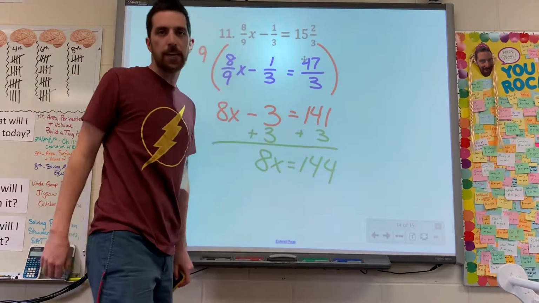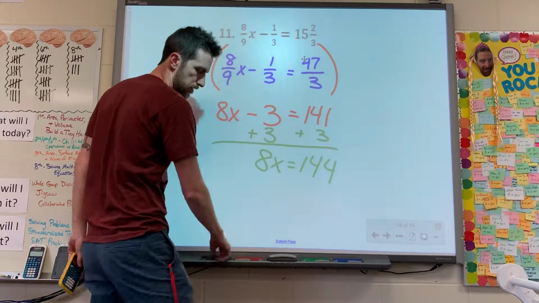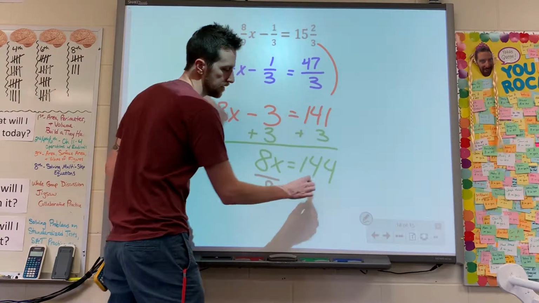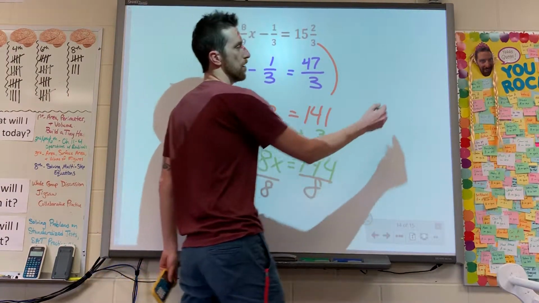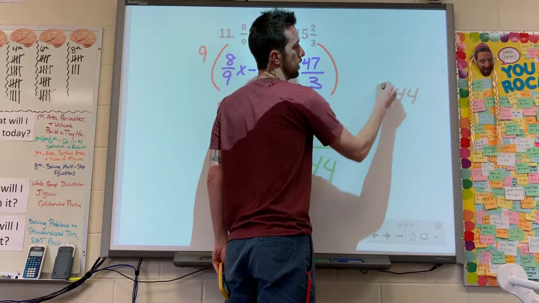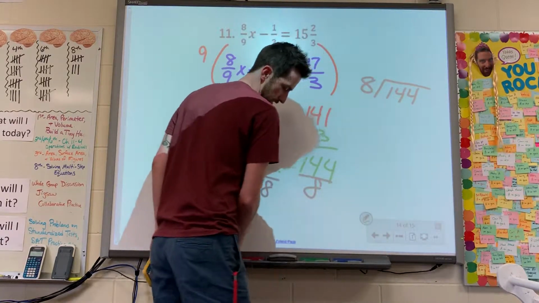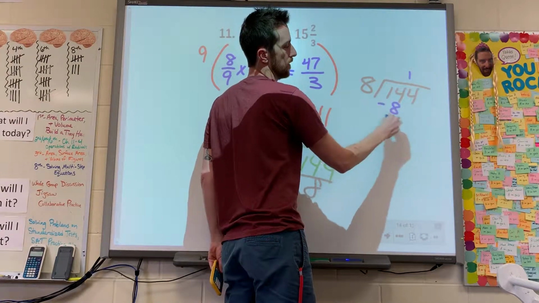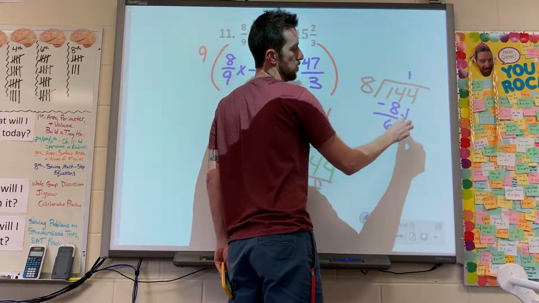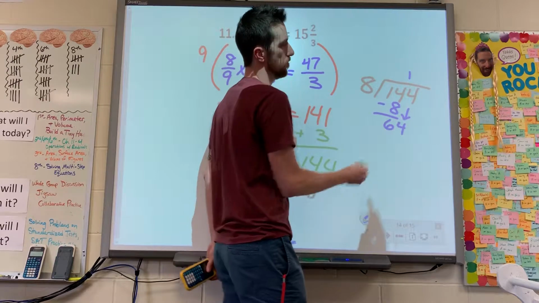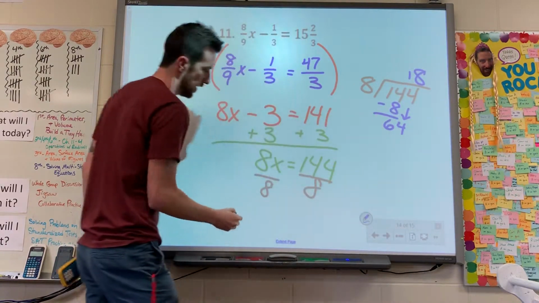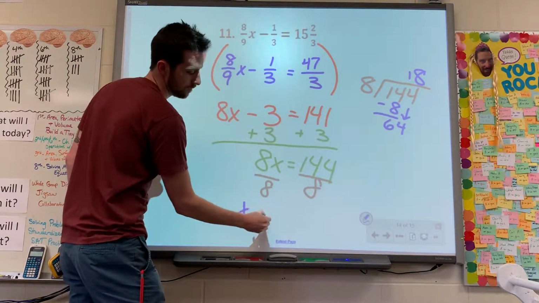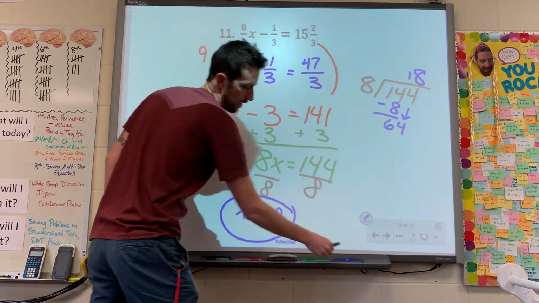I don't want 8 x's, I just want one of them. So we divide by 8. Let's try it without a calc. 144 divided by 8. 8 goes into 14 one time. 6, 4. 8 goes into 64 8 times. So we got x equals 18.